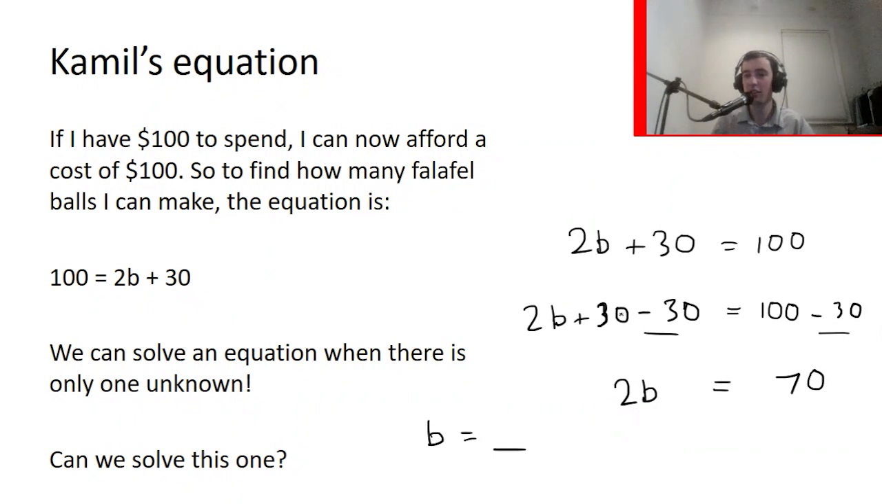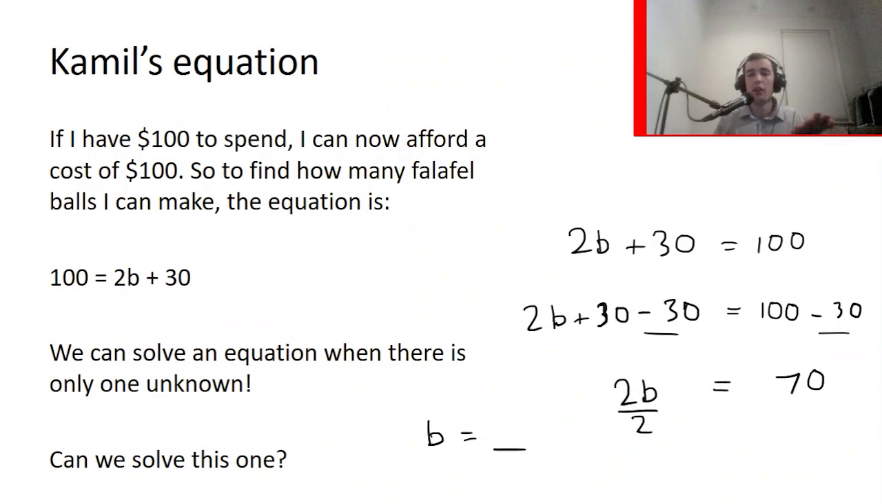And I hope you're noticing that we're always doing the opposite here. When we had plus 30, we did the opposite, which is we subtract 30. So in this case, we've got 2 times b. We're going to divide it by 2, which is the opposite of timesing.